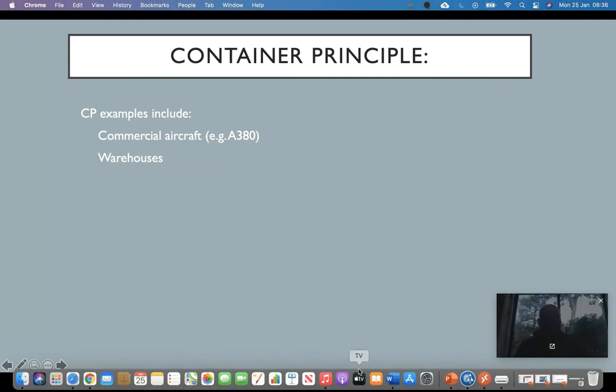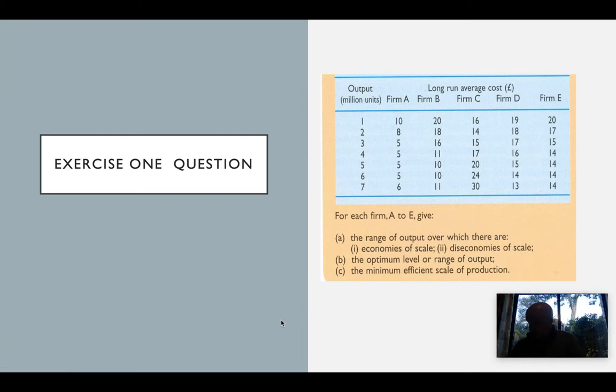Okay, let's move on then and take a look at the next section. So we looked at some examples of internal economies of scale in addition to the container principle. Now we're going to take a look at some questions, some exercises to test what we've covered so far. So if we take a look on page 36, you've got the question that's included in the PowerPoint here. So we've got a range of different outputs for firm A, firm B, firm C, firm D, and firm E, and we've also got their long run average cost. So for each firm, for A to E, we need to give the range of output over which there are economies of scale first, and then diseconomies of scale second, and then the optimum level or range of output, and also the minimum efficient scale of production.